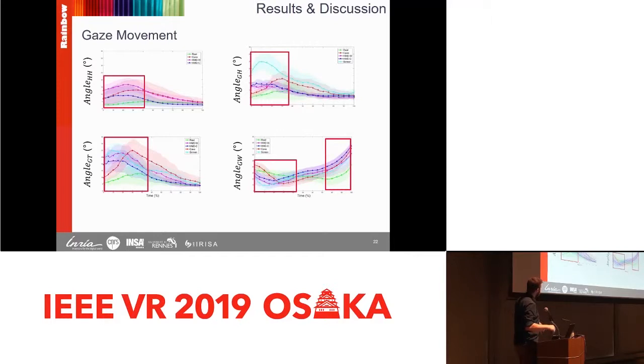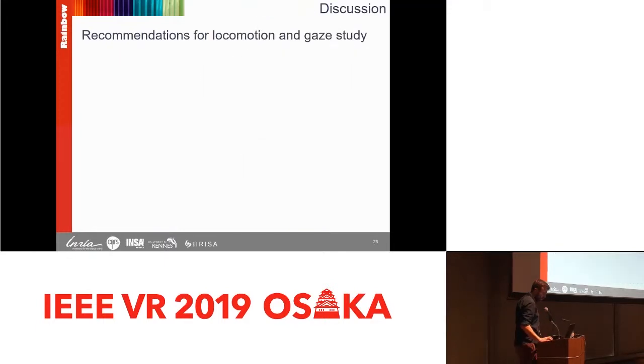So if we sum up all this gaze movement and angle, we can see that there are lots of differences between real and virtual condition. This is why we can validate our second hypothesis, about the differences. And now I will come up with some recommendations for locomotion and gaze studies.